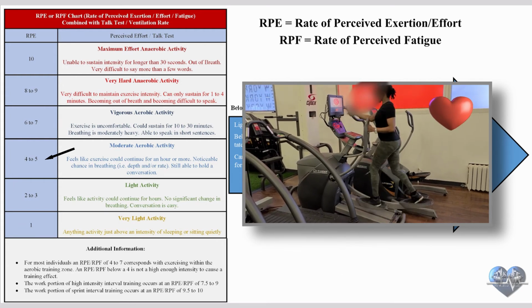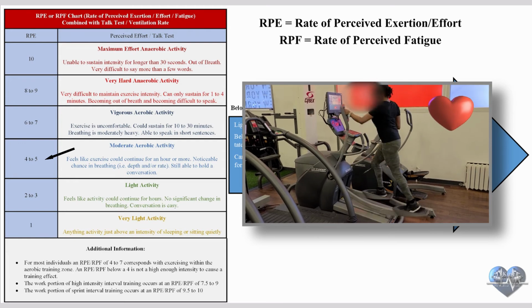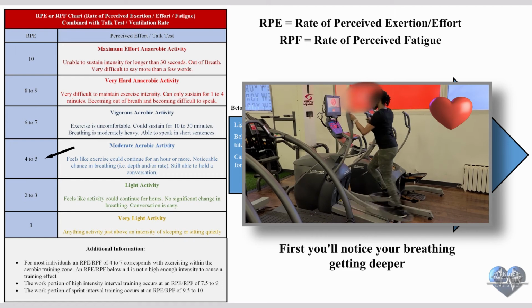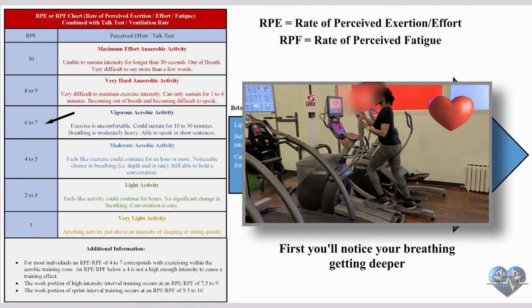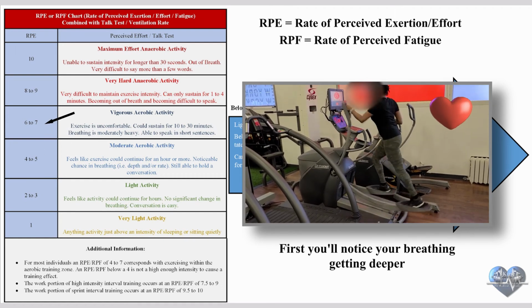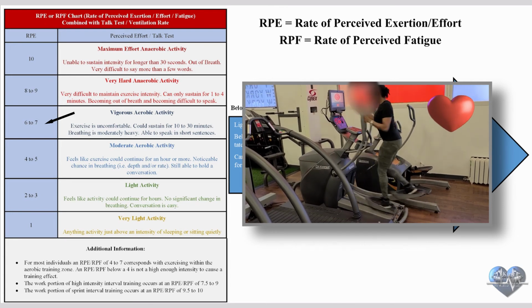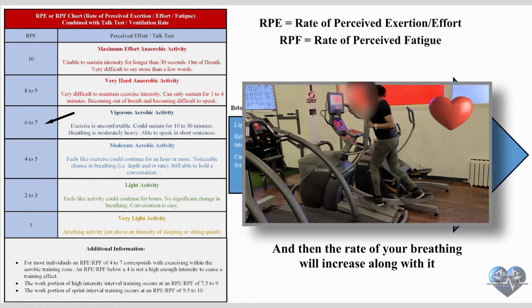And the first thing that happens when you hit the low end of your training zone is that you start to notice that your breathing is getting deeper. And then if you continue to pick up the intensity, the depth of your breathing will not only begin to increase, but you also start to notice that the rate of your breathing increases as well.